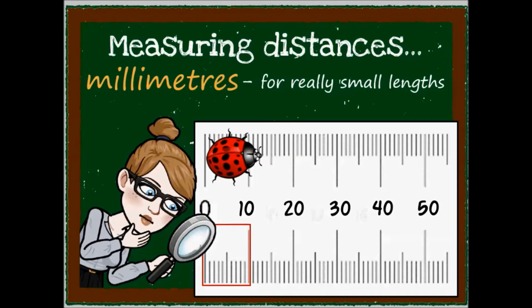Notice when I measure length that I start at the line marked with a 0, not where my ruler starts. And counting the small lines from 0 to the farthest end of my item will be its measurement in millimeters. In this case, this ladybug is 13 millimeters long.